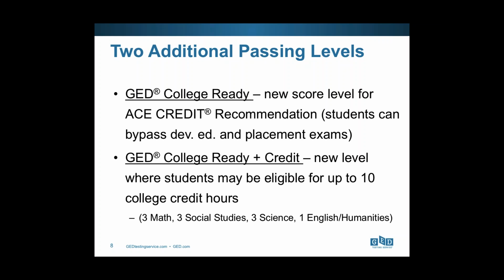The next level is a completely new level. It's called GED College Ready Plus Credit, and the Plus Credit piece is pretty exciting. So what this means is students who score 175 on any of the GED test subjects will be eligible for college credit hours. If a student receives 175, for instance, across all 4 subjects, they'd be eligible for up to 10 college credit hours. And if you see the breakdown here, that's 3 in math, 3 in social studies, 3 in science, and 1 in English or language arts or humanities.